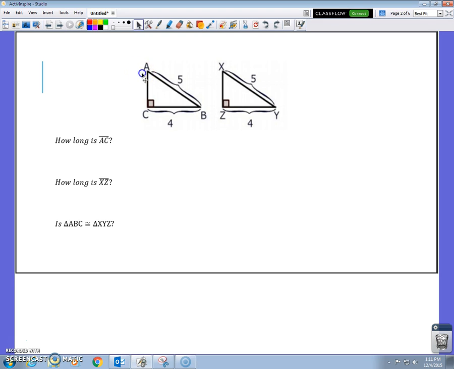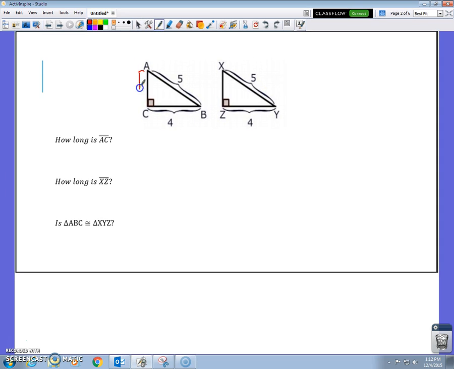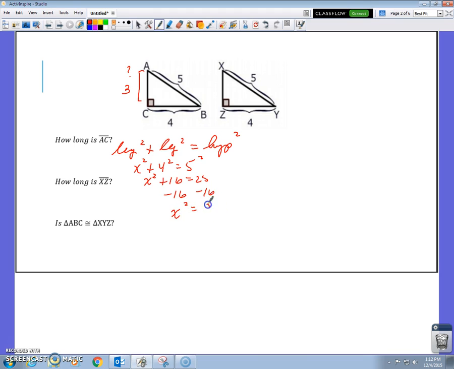How long is AC? How far is it from here to here? Since we have practiced the Pythagorean theorem in the past, or you might know it's a 3, 4, 5 right triangle, we can do it either way. I know that a leg squared plus leg squared should equal the hypotenuse squared, which is the longest side of the triangle. So if I say x squared plus 4 squared equals 5 squared and solve for x, then x could equal positive or negative 3, but since we're talking about a distance, x would equal 3. So the distance would be 3.